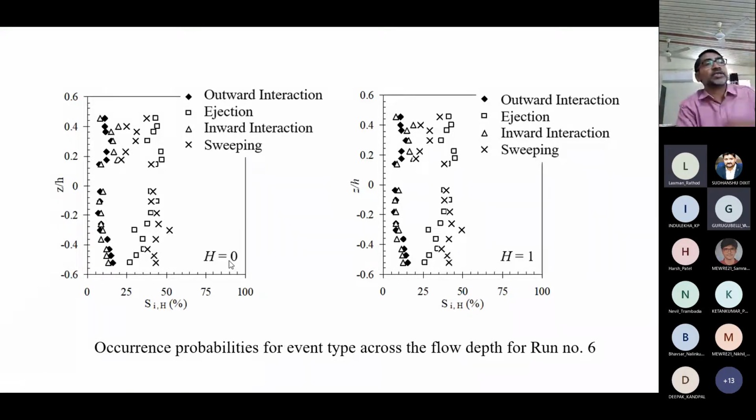In the morning we did an exercise where we kept h equals to 0. We did not change the value of h, and segregating all those and calculating the probability for all points from top to bottom, determining this SIH. So for h equals to 0, and then for h equals to 1.